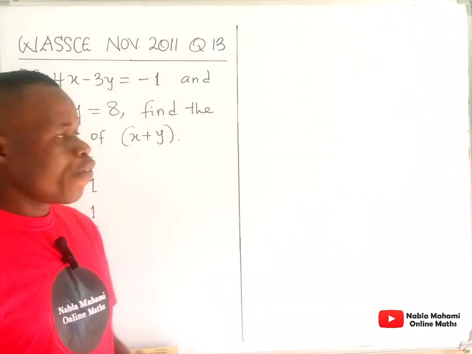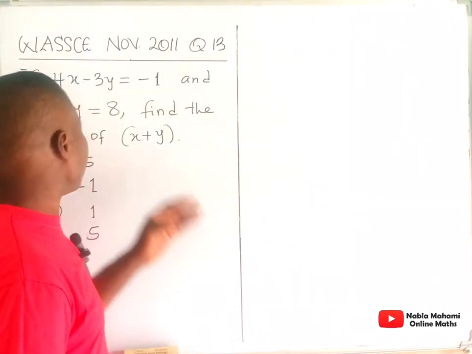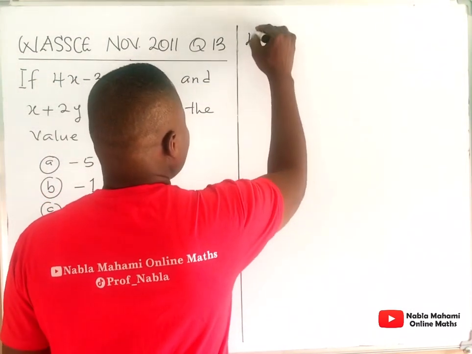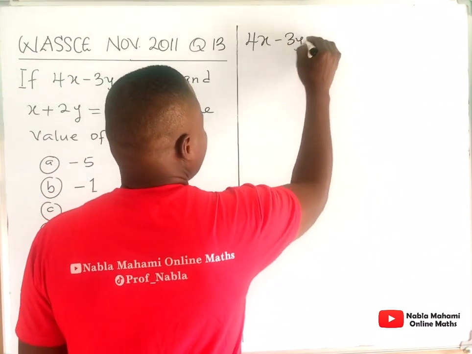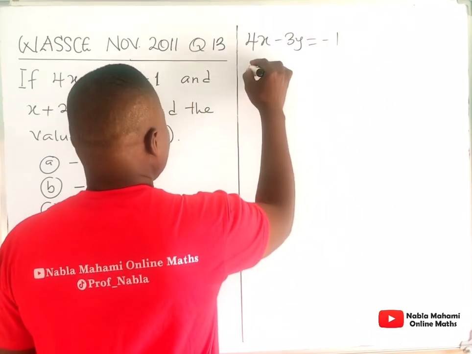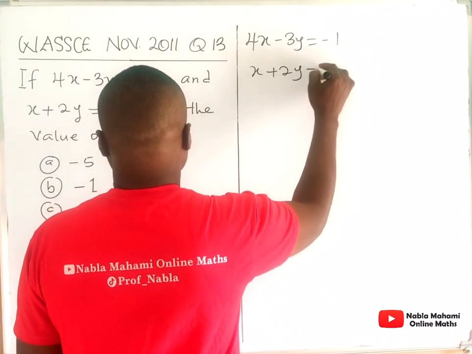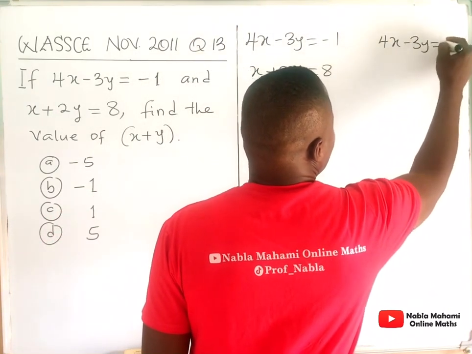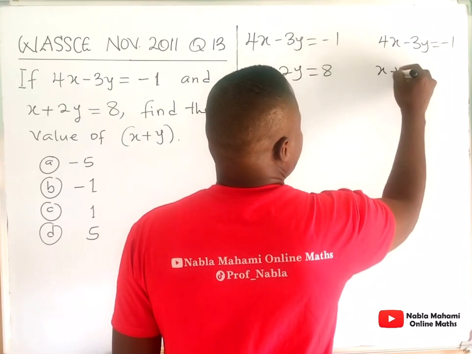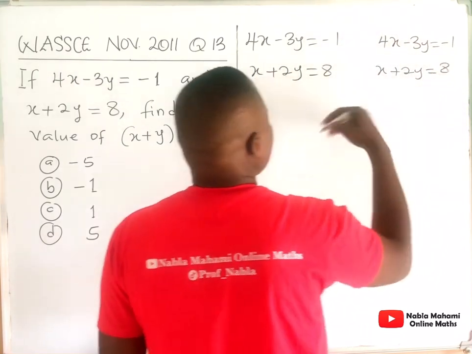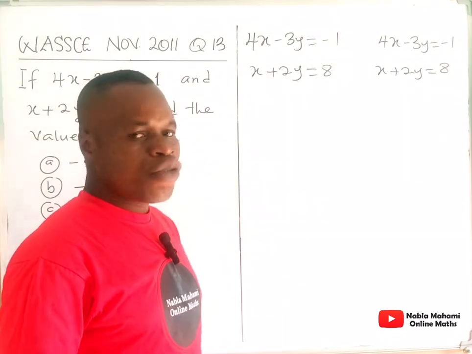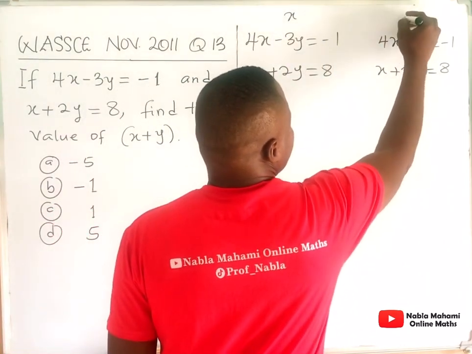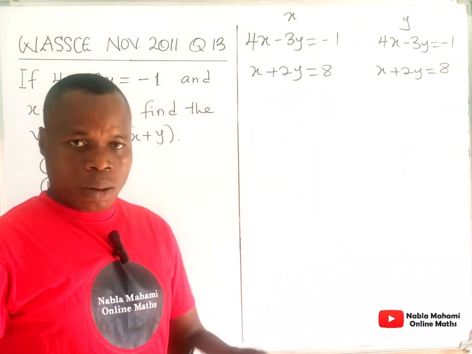And before you can solve for x and y, it's good you copy their equations down. So let me copy the equation down. 4x minus 3y is equal to minus 1. Then the other one is x plus 2y is equal to 8. Then this side, the same thing, 4x minus 3y is equal to minus 1. Then x plus 2y is equal to 8. I'm writing them this way because we have two variables to solve, x and y. So this side, I will be solving for x there. Here, I will be solving for y.